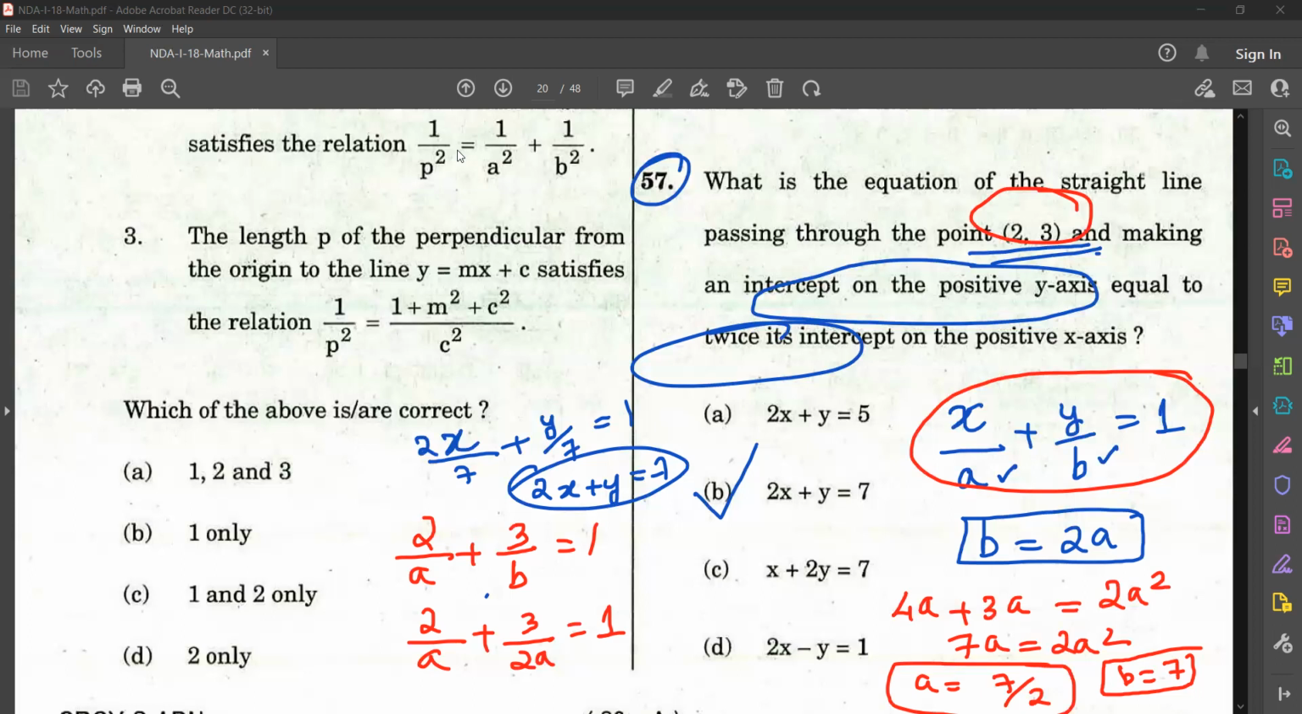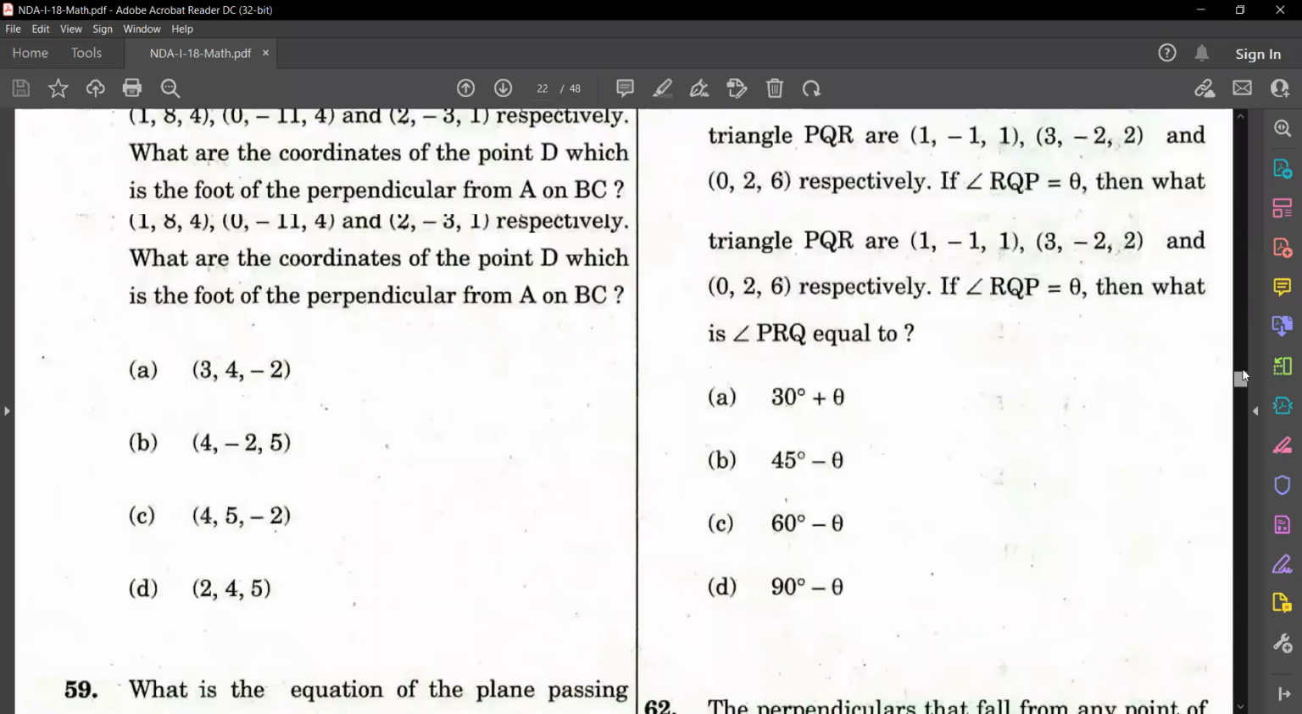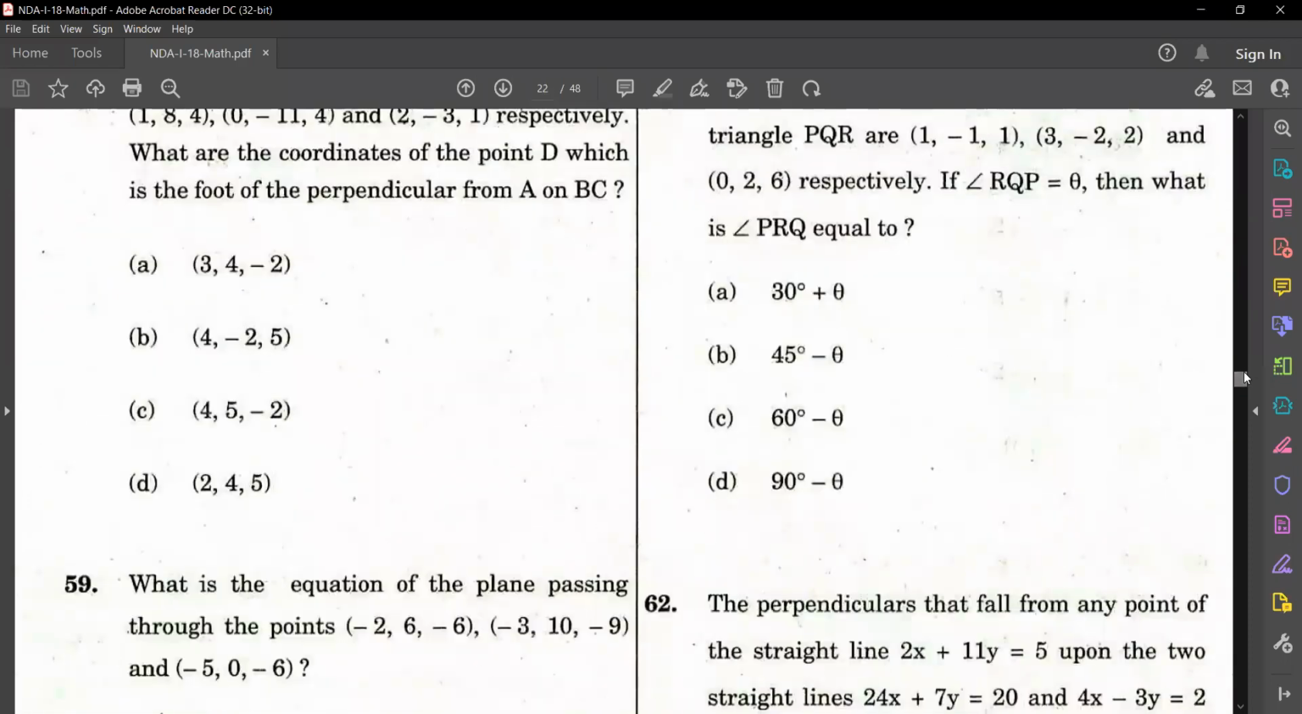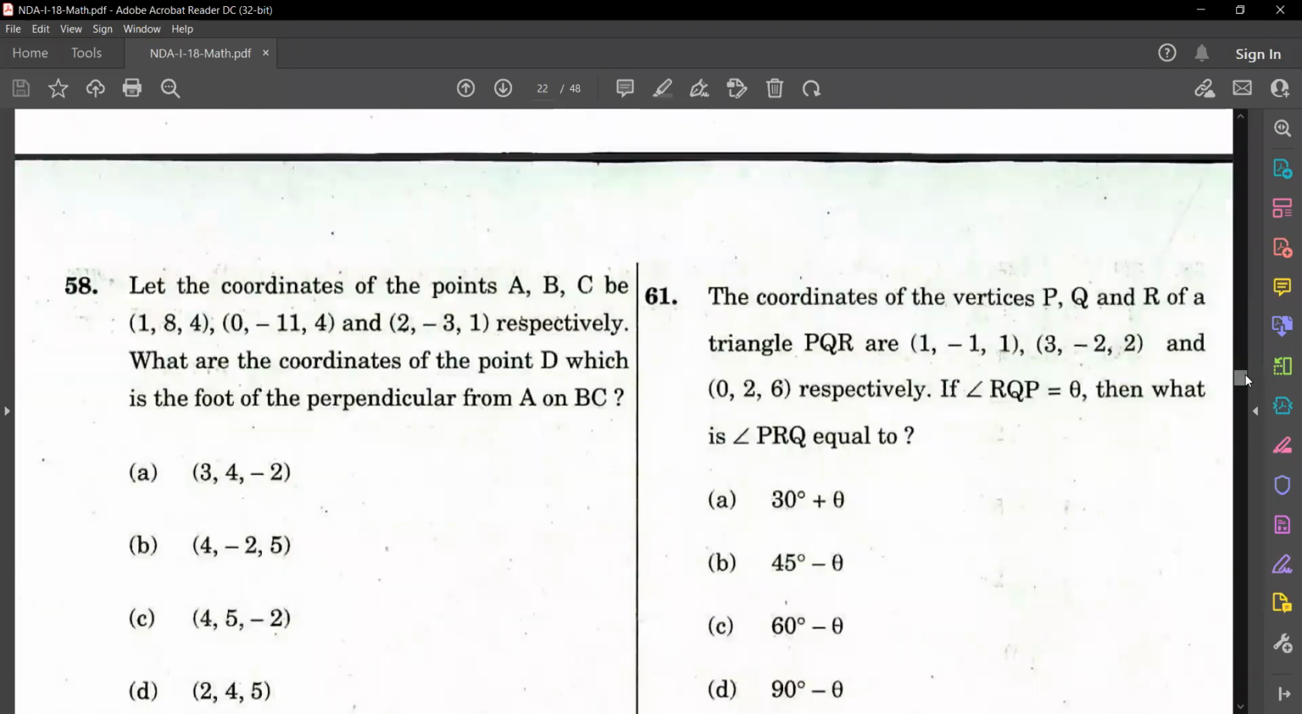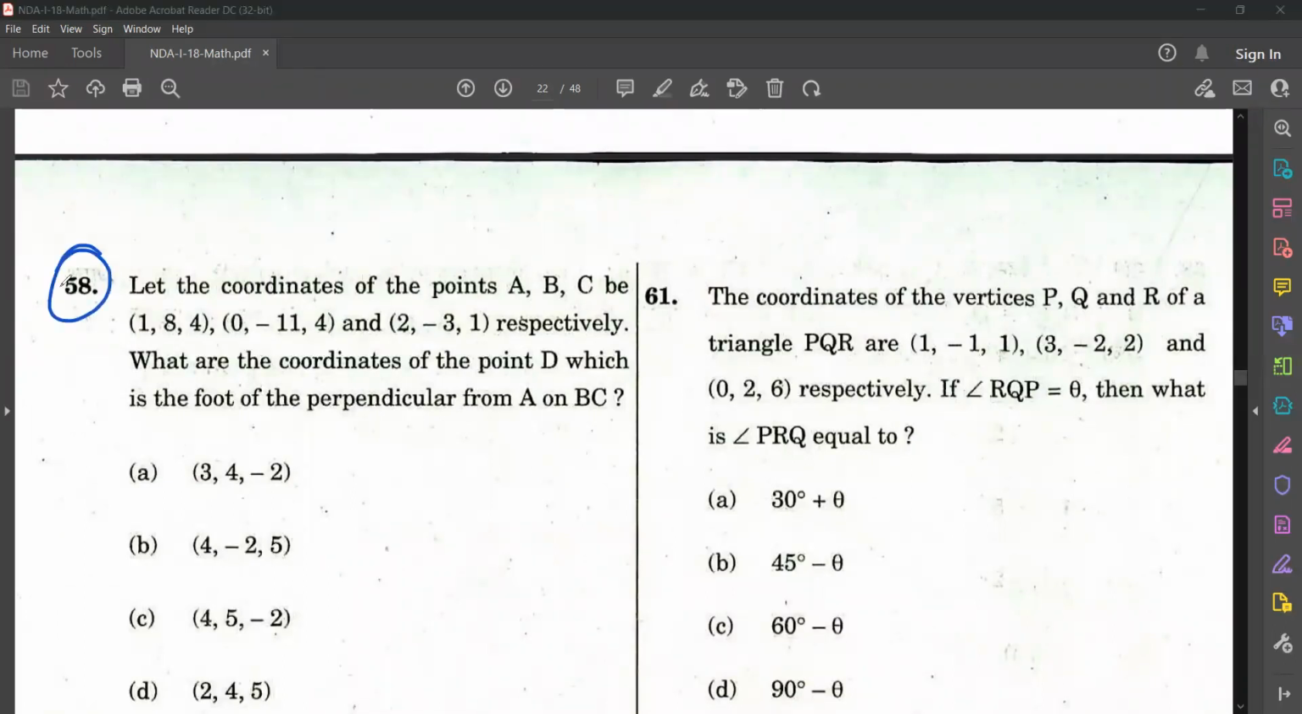So moving to the next question. It's number 58. That is a question from 3D. Question number 58: Let the coordinates of the points A, B, C be (1, 8, 4), (0, -11, 4), (2, -3, 1) respectively. What are the coordinates of the point D, which is the foot of the perpendicular from A on BC?